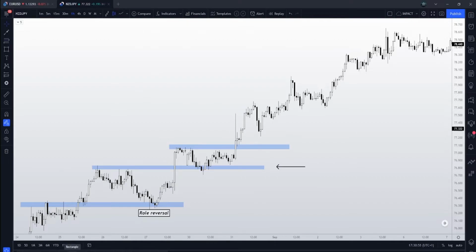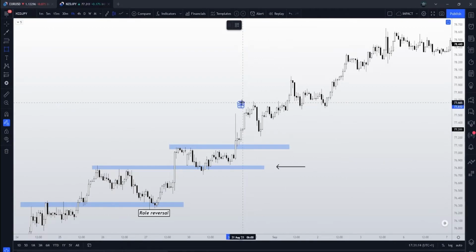Now don't expect price to always come back and create a role reversal. As we can see here, buyers were so aggressive that they didn't really come back. Unless you want to count this small candle as a role reversal, but we're not gonna do that. We prefer price to take some time before going for the role reversal.